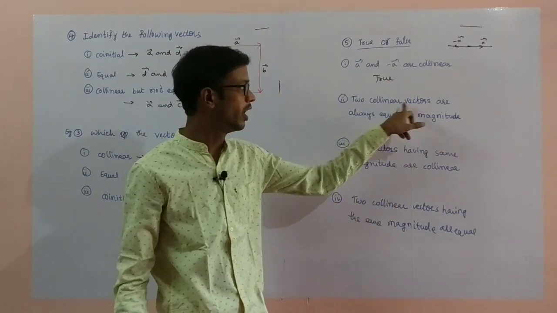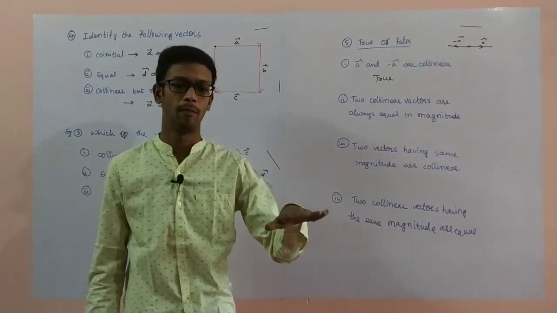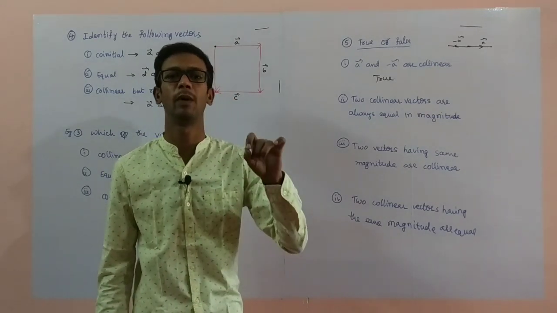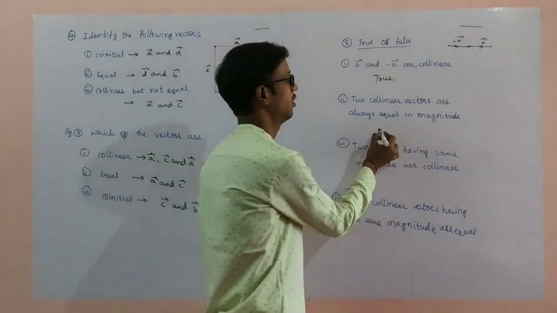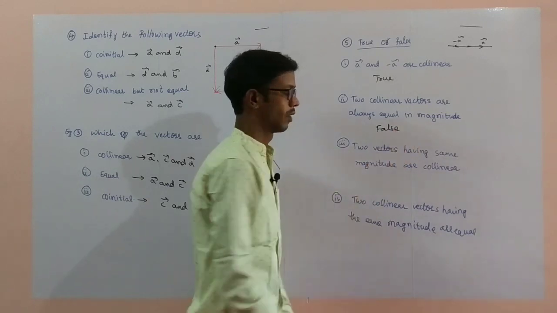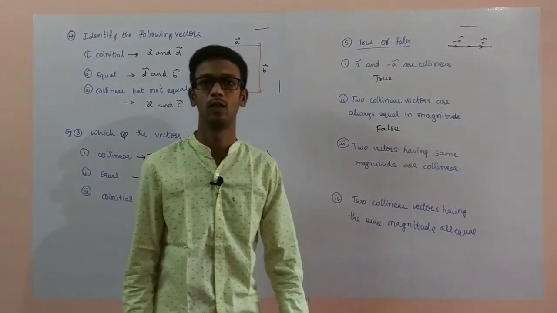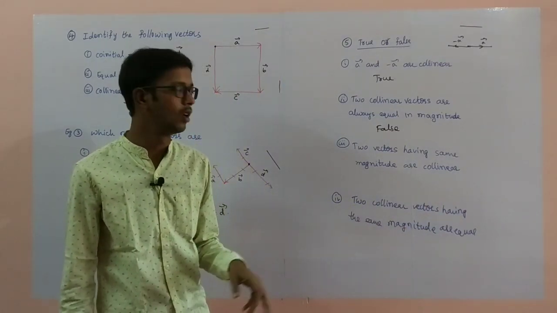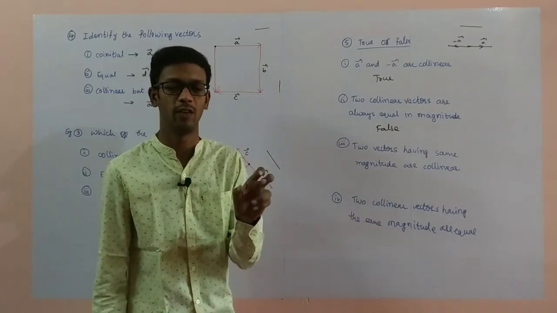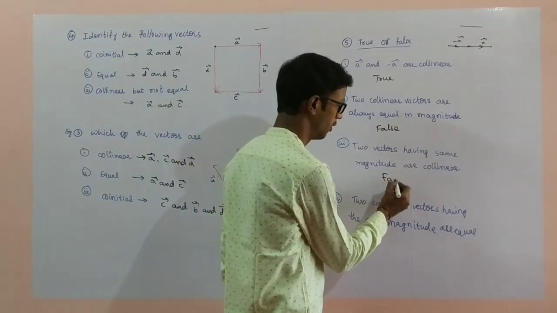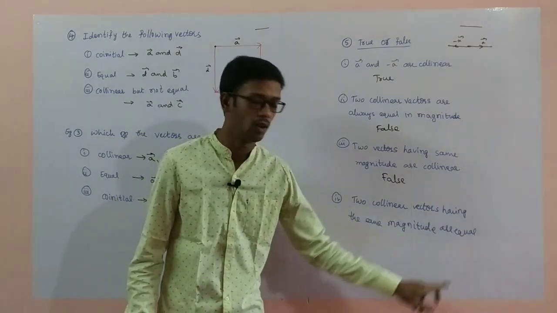Next, two collinear vectors are always equal in magnitude. Collinear means parallel to the same line irrespective of their magnitude and direction. No need to check the magnitude. If we are checking magnitude, it is false. Next, two vectors having same magnitude are collinear? No. Why? Because we won't check the magnitude and direction. Collinear definition is very important here. This is also false.